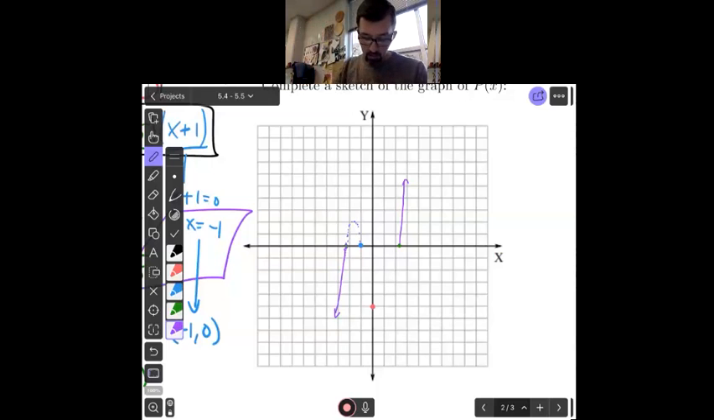Okay, it's going to keep going back down. It's going to go through that y-intercept. It is not going to turn at the y-intercept. Yeah, I just know that. It could, but it's not going to. Okay, so it's going to keep going down a little bit, and then it's going to turn, and it'll head back up. Okay, so there's kind of my sketch.